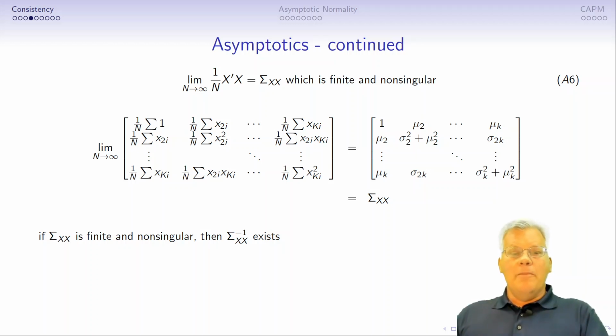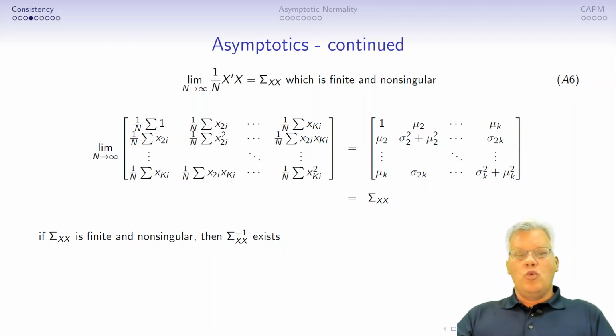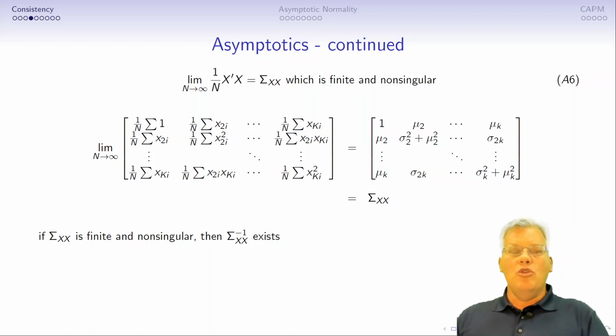So when I compute the limit of 1 over n times x prime x, and I think about what happens as the sample size goes to infinity, each one of those elements in the first row and the first column represent sample means. As the sample becomes large, those means converge to the population mean parameters. So on the right, you see convergence to mu2, mu3, mu4, etc., up to mu sub capital K.